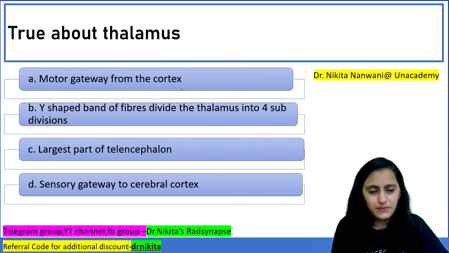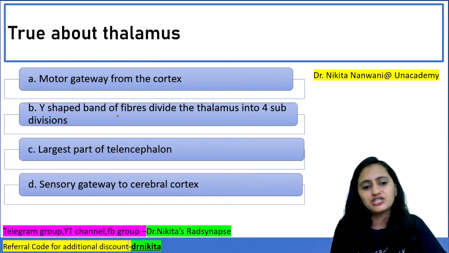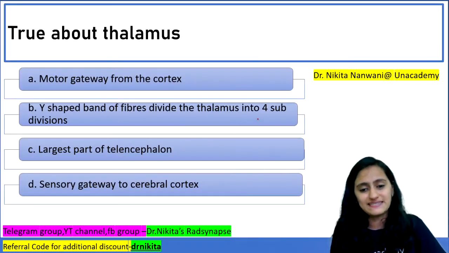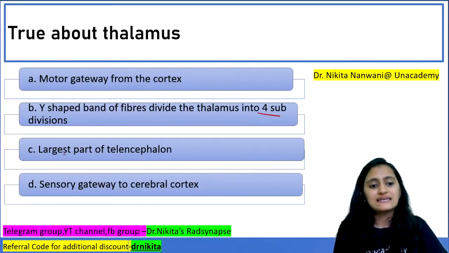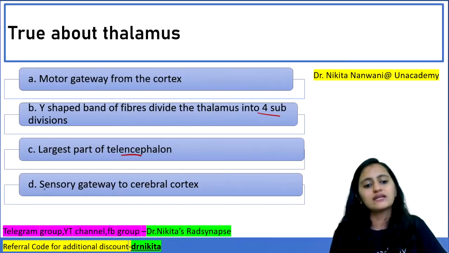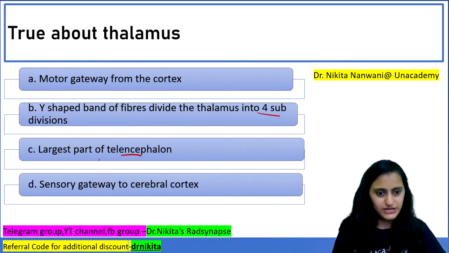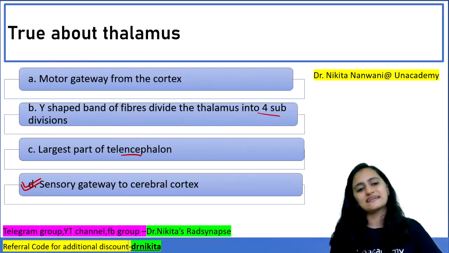Is it a motor gateway from the cortex? Y-shaped band of fibers divides the thalamus into 4 subdivisions. It is the largest part of telencephalon. It is the sensory gateway to the cerebral cortex. Absolutely right. It is the sensory gateway.